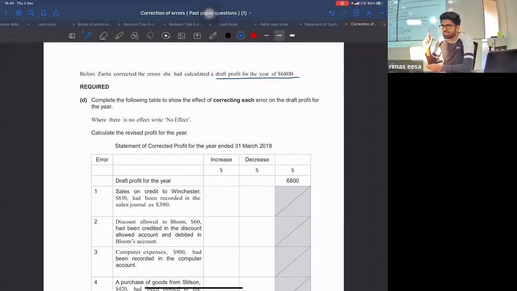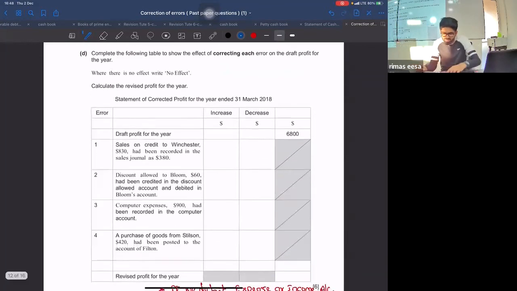The profit that you have calculated while there were errors. There were so many errors, no? You might have calculated a profit, but there were some errors that you corrected, right? With the error, the profit is how much? 6,800. So when you correct all the errors, what will happen to the profit of the business? Profit will change, no? Right.